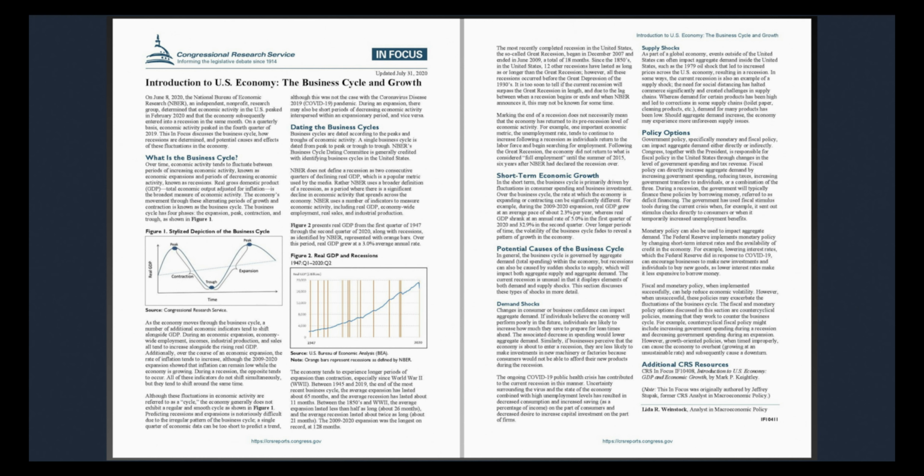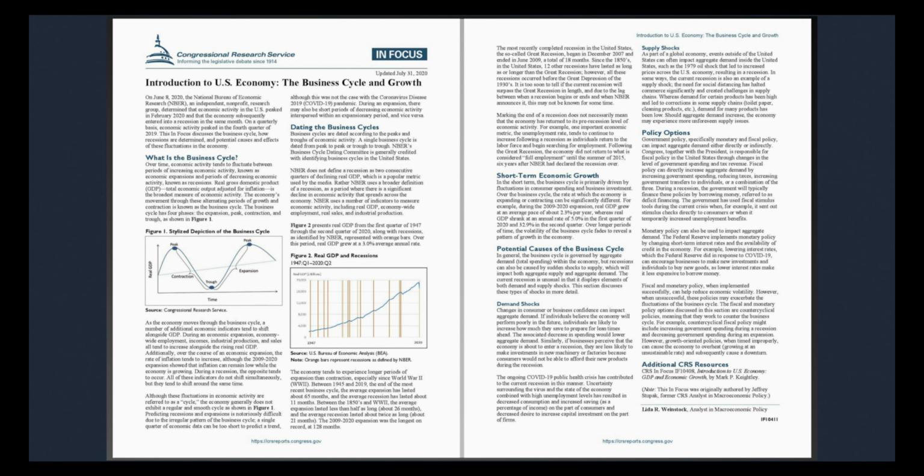Short-term economic growth. In the short term, the business cycle is primarily driven by fluctuations in consumer spending and business investment. Over the business cycle, the rate at which the economy is expanding or contracting can be significantly different. For example, during the 2009 to 2020 expansion, real GDP grew at an average pace of about 2.3% per year, whereas real GDP shrank at an annual rate of 5.0% in the first quarter of 2020 and 32.9% in the second quarter. Over longer periods of time, the volatility of the business cycle fades to reveal a pattern of growth in the economy.